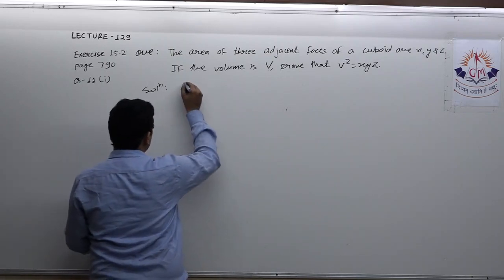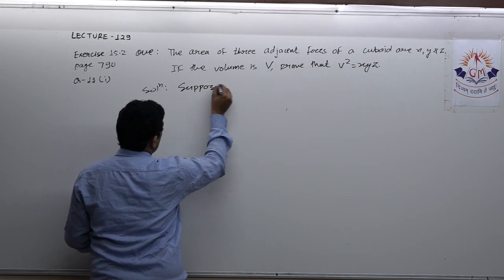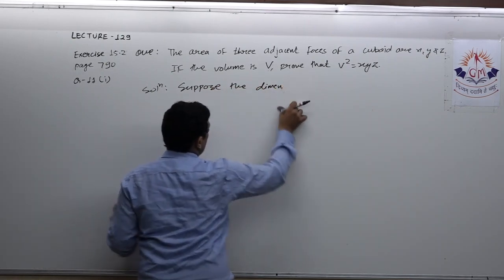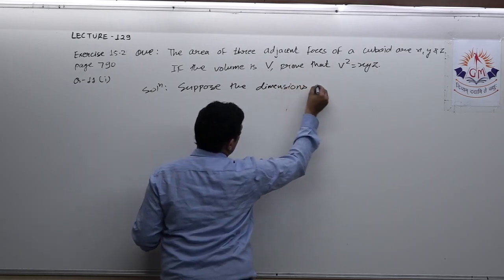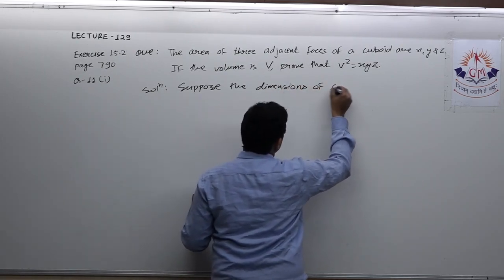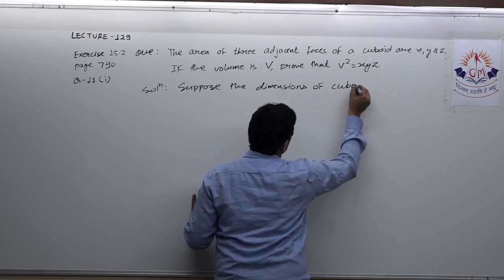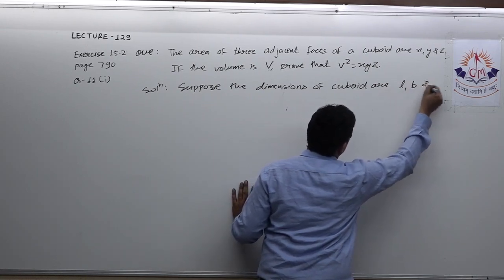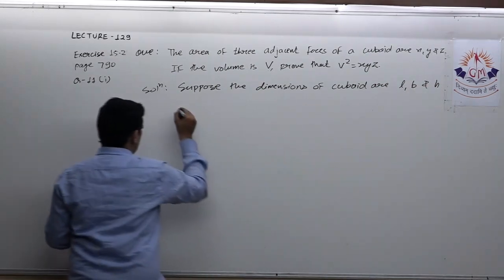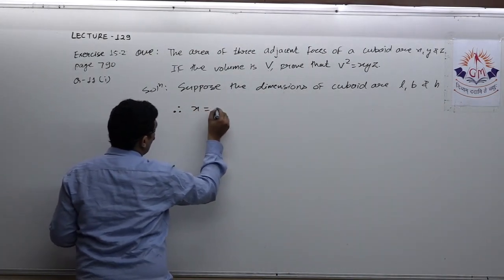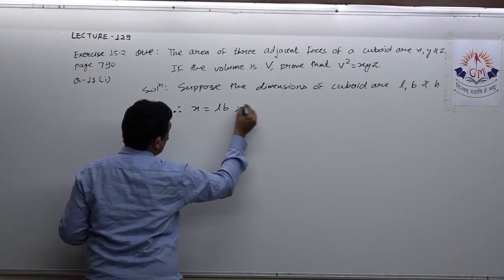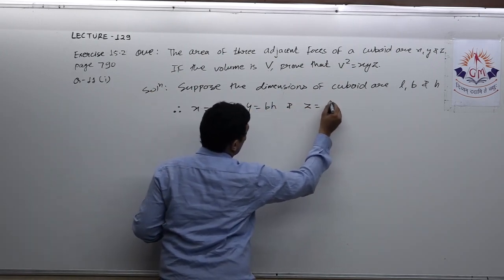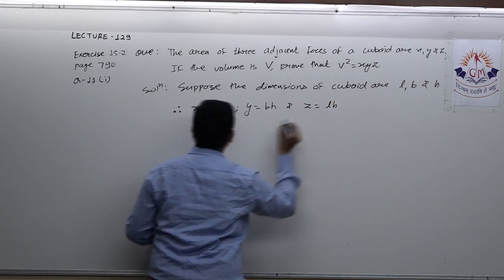Okay, so let us see. Suppose the dimensions of the cuboid are L, B, and H. Therefore, I can write X is equal to LB, Y is equal to BH, and Z is equal to LH.